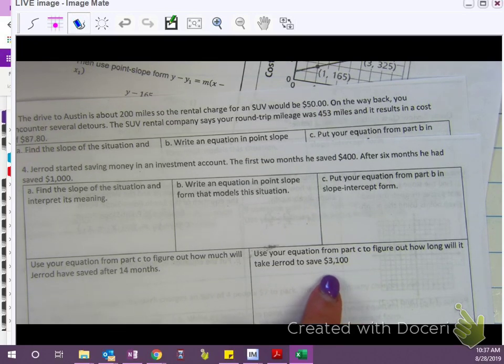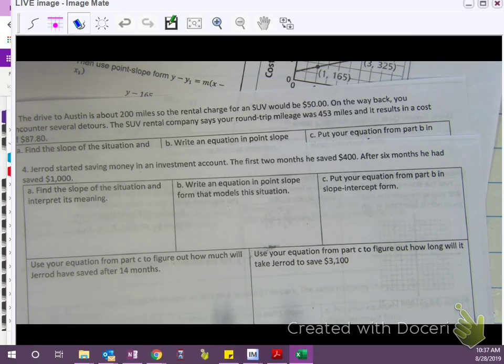So what are you going to do with the 3,100? For this one, you're going to have 3,100 is equal to whatever equation you have from right here, you'll put the rest of the equation. And so you'll have something x plus or minus something, right? So in place of y, for this one the y is 3,100, and you're going to solve this one for x.